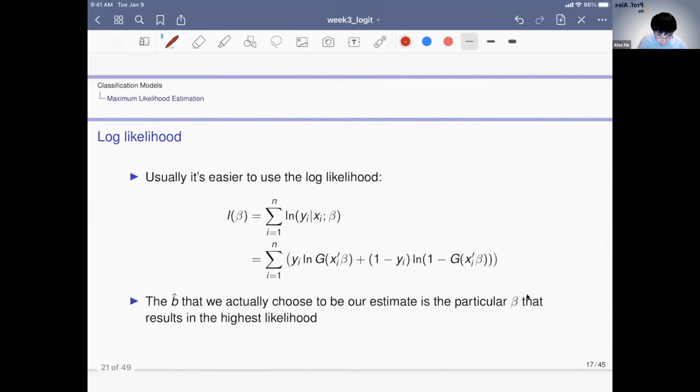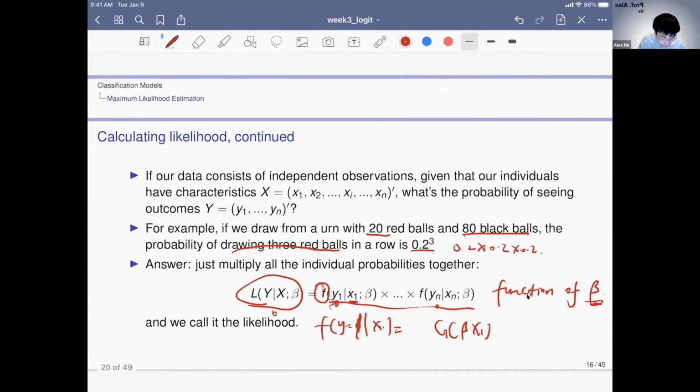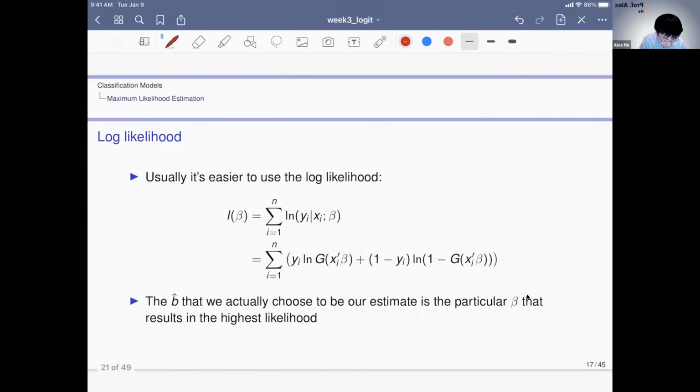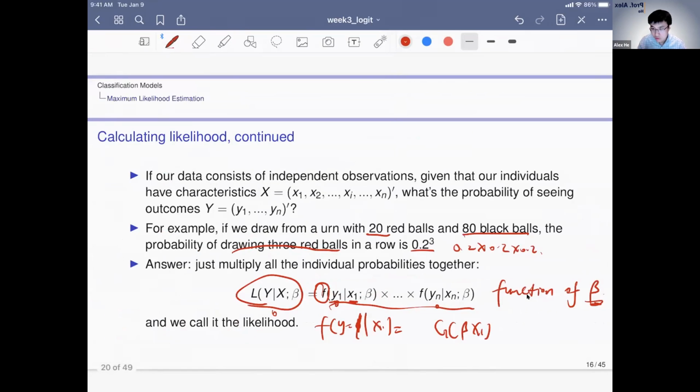And so this multiplies a bunch of things together. Usually in calculation, we would just take the log so that you don't have everything multiplying each other, but rather just a sum of all the log of g of x prime beta. But again, this is just a notation. What's important here is to understand the logic of maximum likelihood, which is to maximize the likelihood of us observing the data. Okay.